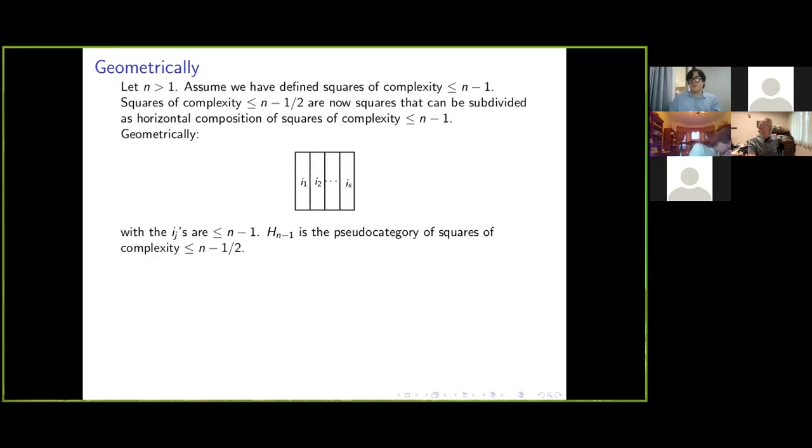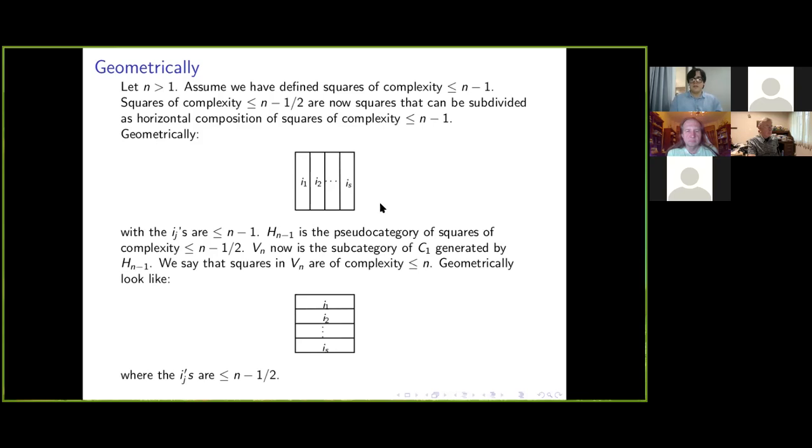So in general, suppose we have defined squares of complexity less than or equal to n minus 1, then squares of complexity less than or equal to n minus 1/2 are squares that can be subdivided as horizontal compositions of squares of complexity n minus 1. And then we take vertical compositions of these things, and we define squares of complexity less than or equal to n. So these are the squares that can be subdivided as vertical compositions of squares like this, where each of these can be subdivided like this.